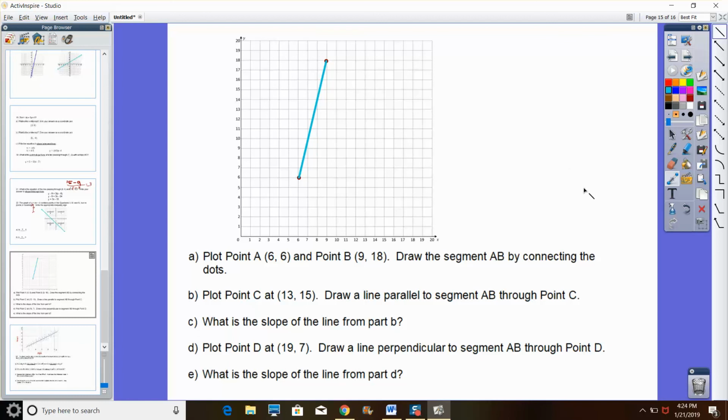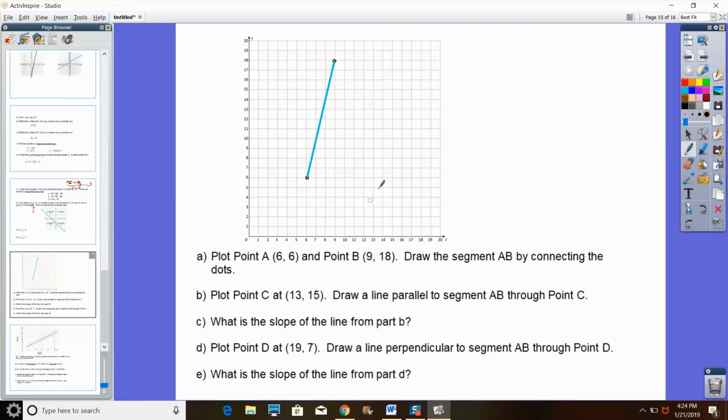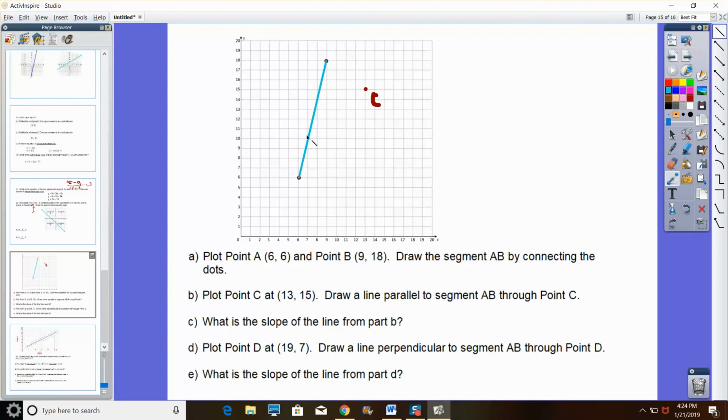Now plot a point C at 13, 15. So 13, 15 is right here. And it wants us to draw a line that's parallel to segment AB but through point C. So here's point C. In order to do that, we'd have to know the slope of the line. Really quickly, we can look at this graph and see the difference: 18 and 6 is 12, 6 and 9 is 3.